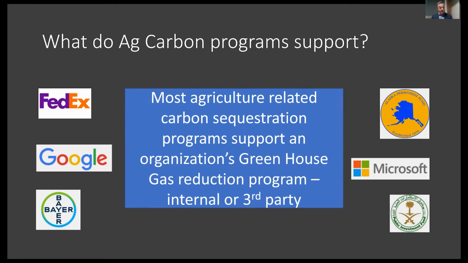Or like a Bayer, you can imagine a company like Bayer, they both participate in agriculture, but in addition to that, they're an extremely large company, so they may be trying to offset some of their internal consumption. Or if you look at something like the Alaskan Permanent Fund or the Saudi Sovereign Wealth Fund, both of those organizations, by their very core right now, are greenhouse gas producing or fossil fuel using companies, and so they're looking to offset some of that.